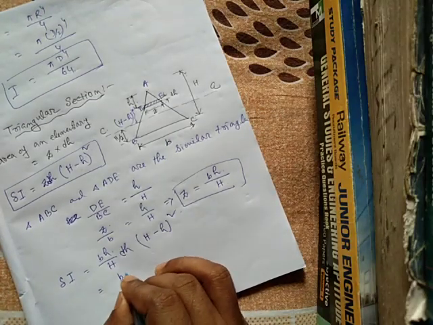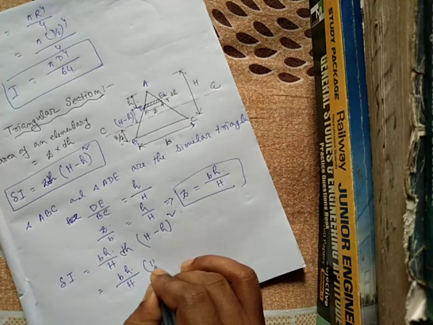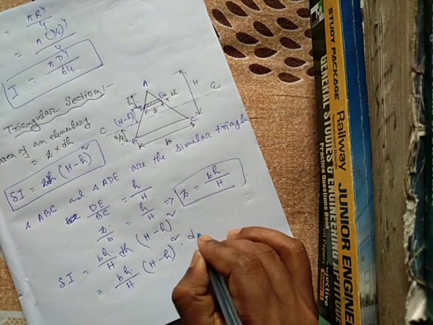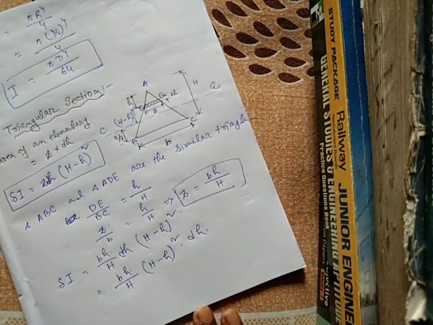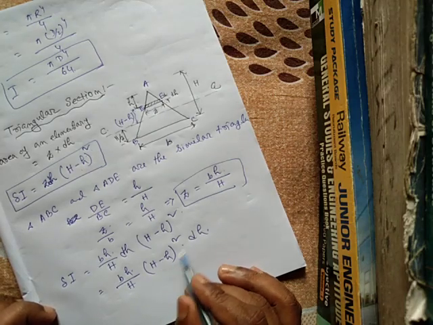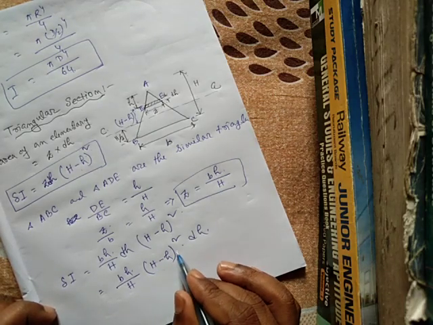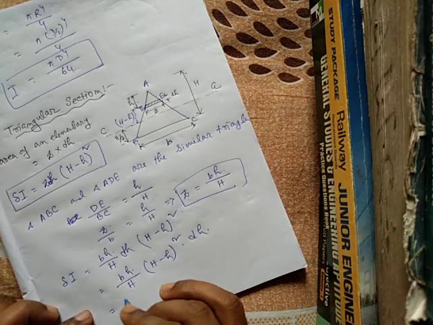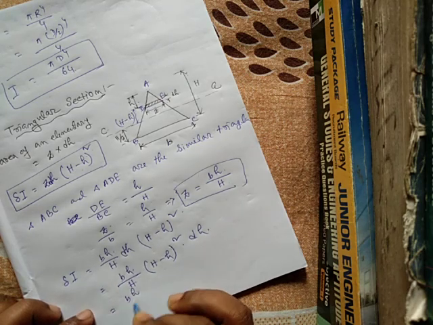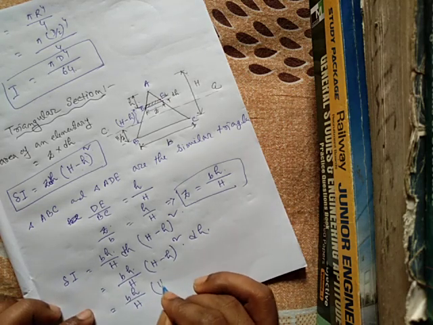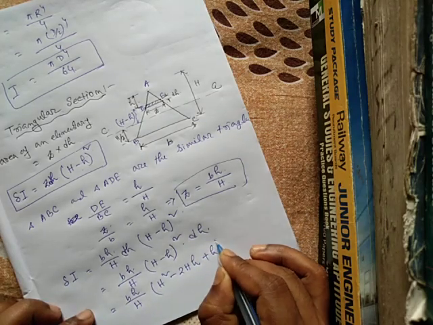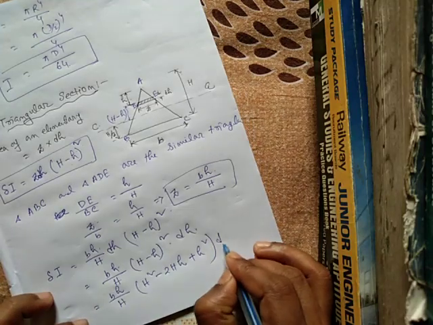So b into h divided by h into (h minus h) whole square into dh. If I break it, (a minus b) whole square is a square minus 2ab plus b square. Now break it: b into h divided by h into (h square minus 2h into h plus h square) into dh.